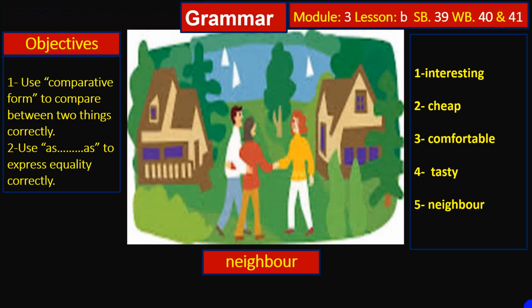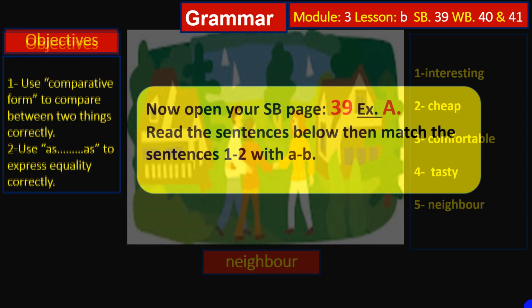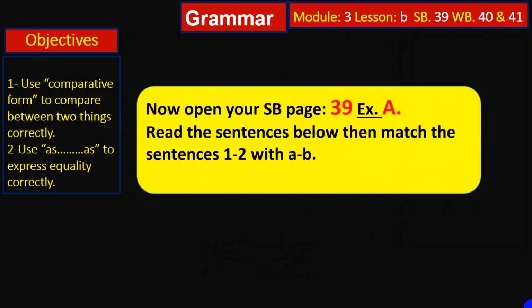They live next to each other. So they are neighbors. Again, neighbor. That's right. Now, for your Student Book, page 39, exercise A. Read the sentences below and match sentences 1 and 2 with A and B. Okay? Move on to your book.